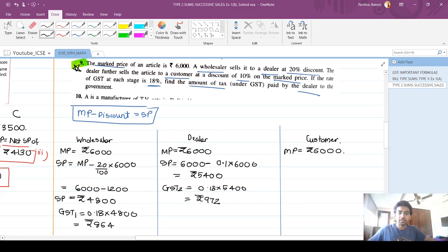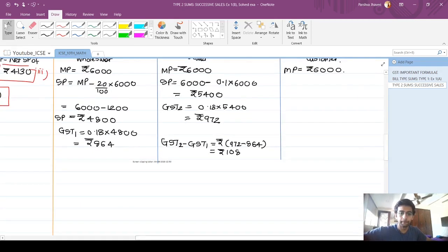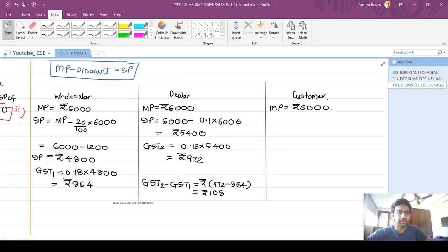Now they're asking us what is the GST paid by the dealer. This is like the type 1 sum, like the first sum we solved today. So GST2 minus GST1 is the GST paid by the dealer. That's rupees 972 minus 864. This turns out to be, so the answer is nothing but 108 rupees. Just going to zoom in over here a little and highlight it. The answer is nothing but 108 rupees.